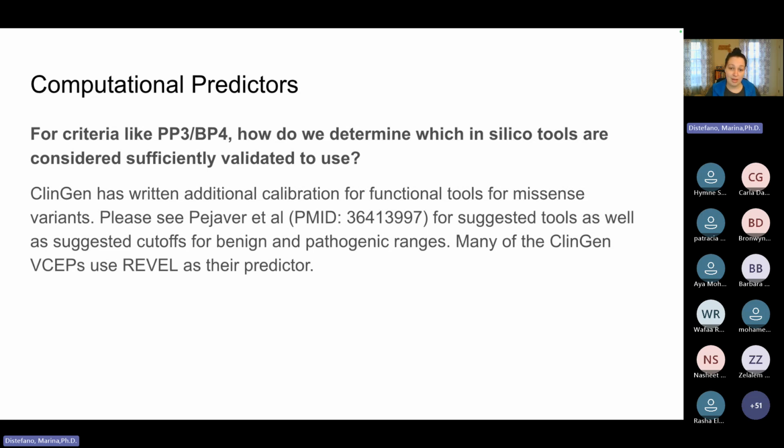That's a great question. That's a question that many of our expert panels have asked. So we have actually written additional calibration guidance for functional tools for missense variants. We're working across other variants too, but I've included the citation for the Pejaver et al. paper for suggested tools as well as suggested cutoffs for benign and pathogenic ranges, because even if someone had a favorite tool, sometimes it wasn't always clear what the cutoff should be for benign and pathogenic ranges.